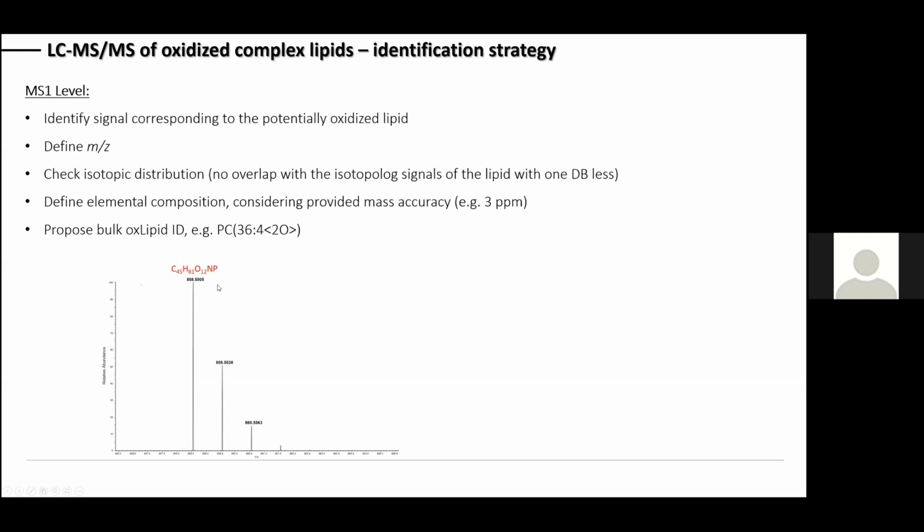And since we are using high resolution mass spectrometry, we can define the elemental composition for our lipid with provided mass accuracy, for instance 3 ppm usually. So using this MS scan, we have the exact mass, the mass to charge ratio, from which we can predict elemental composition. But here we can only propose that the lipid can be maybe an oxidized phosphatidylcholine with this combination of carbons and double bonds or double bond equivalents and 2 more oxygens.